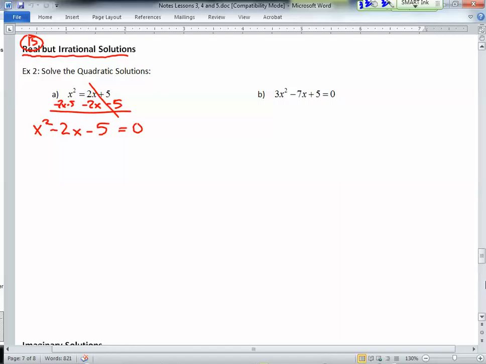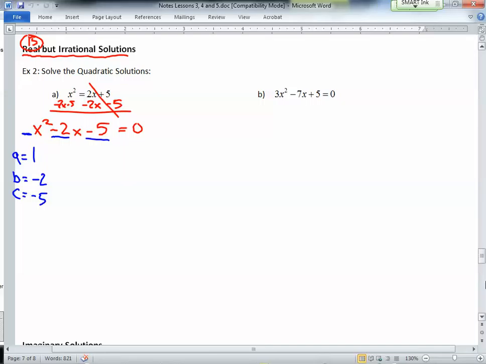My next step is going to be to identify my A, my B, and my C. Sam, what's my A equal to? Well, it would really be the coefficient out in front of the x squared. Since they don't show me one, it's a positive 1. Good job. What's my B equal to? It's the coefficient in front of the x, so a negative 2. Good job. What's my C equal to? Negative 5. Right? Good. So I got my A, B, and C.